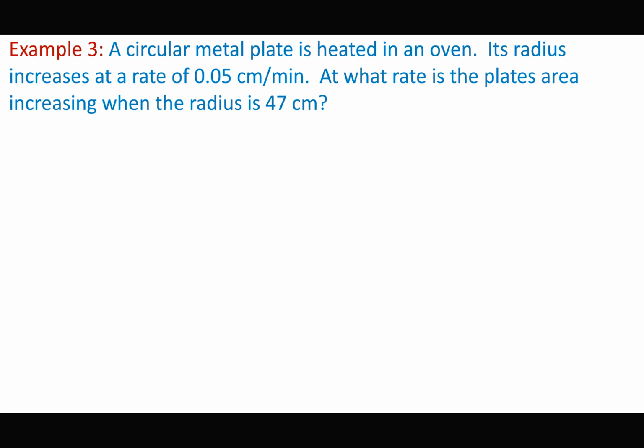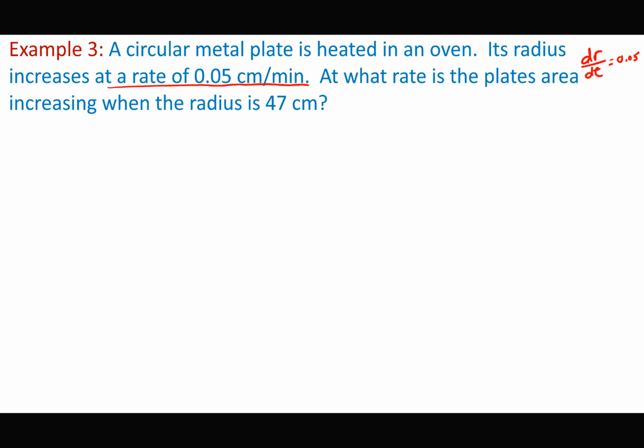A circular metal plate is heated in an oven. Its radius increases at a rate of 0.05 centimeters per minute. So as I'm reading through problems, I'm identifying key information, okay? Its radius increases at a rate of 0.05 centimeters per minute. So I'd make a note to myself, I'd say, okay, dr/dt, I know is 0.05.